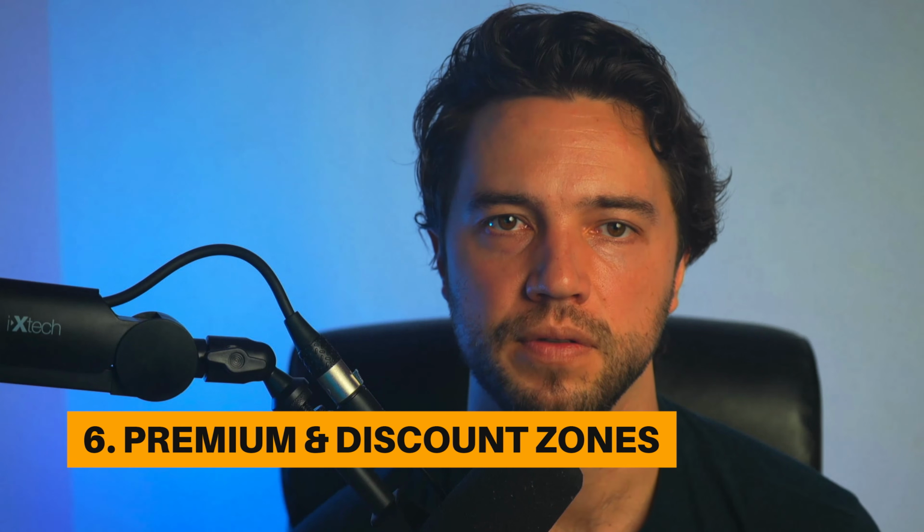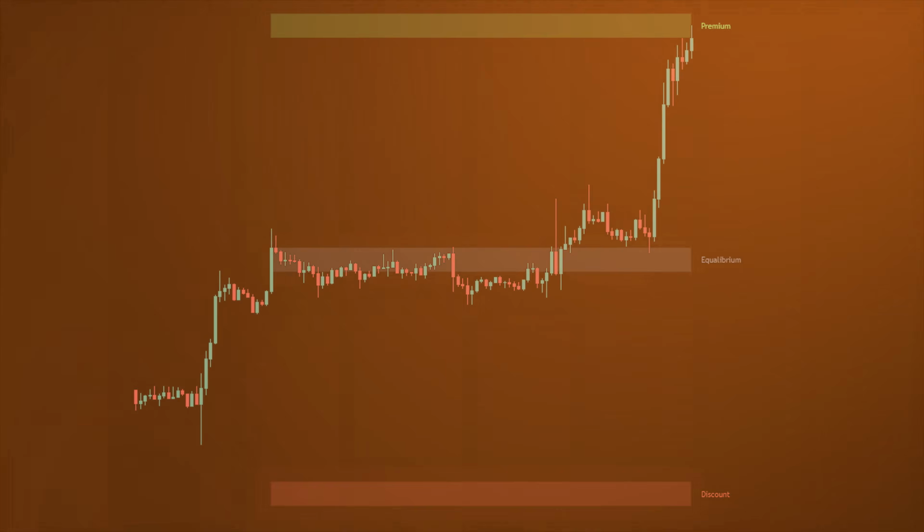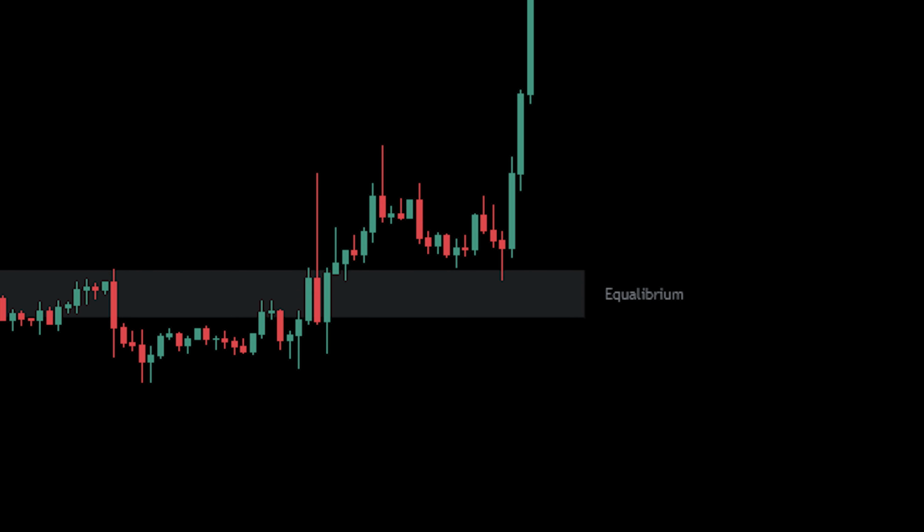Premium and discount zones. This feature will automatically identify zones in which the price of an asset is considered to be expensive or premium. When the asset is considered to be expensive, it will be in the premium zone. When the asset is considered fair price, it will be in the equilibrium zone. And when it is considered inexpensive, it will be in the discount zone.